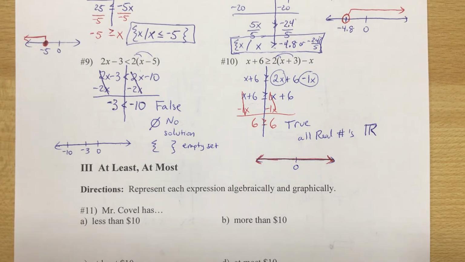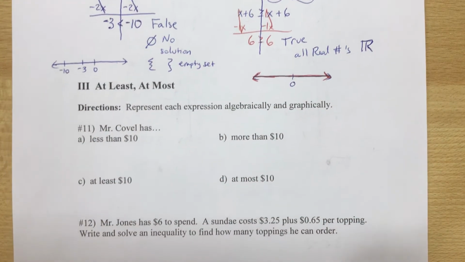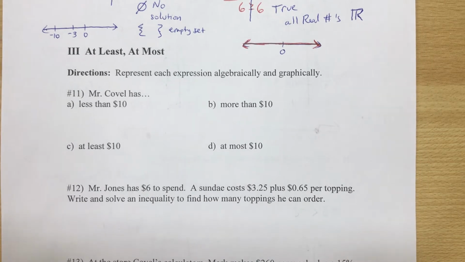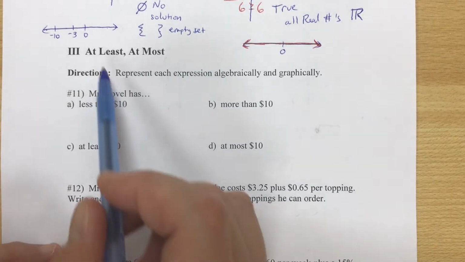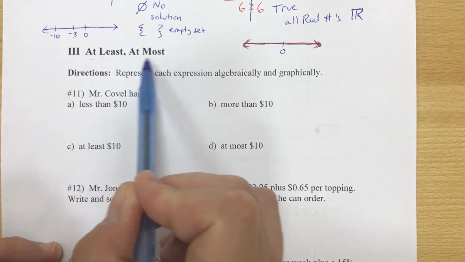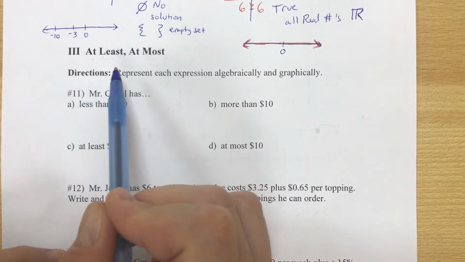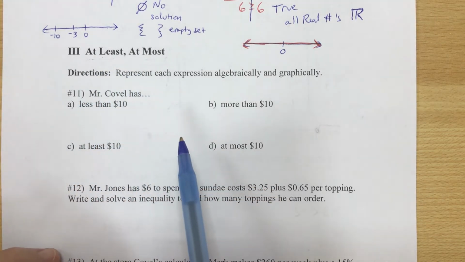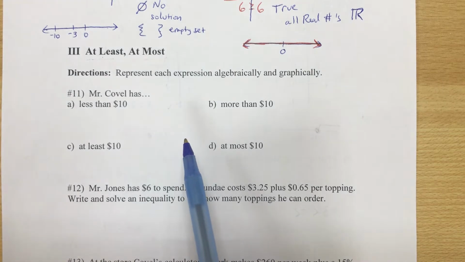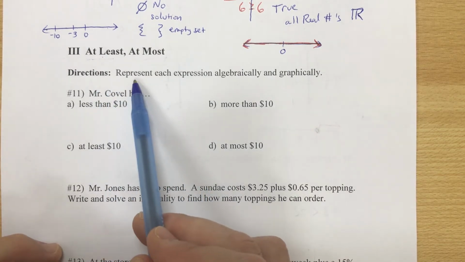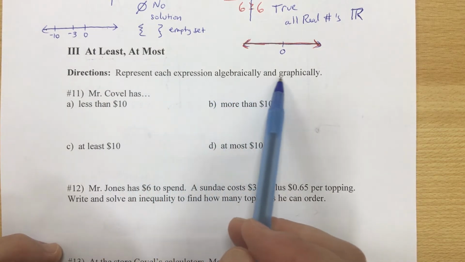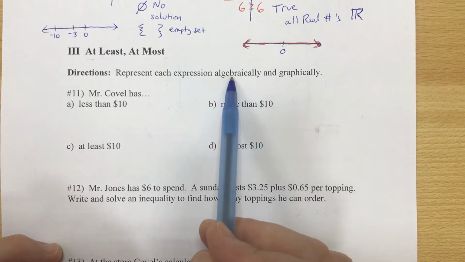Okay, we're back here for part 3. And the last thing, okay, we're going to look at some word problems here. At least, at most. When you're dealing with word problems, or when I get confused, I try to think of examples that are easy for me to visualize. So directions: represent each expression algebraically and graphically.